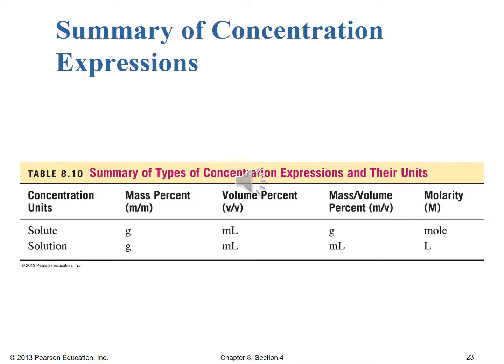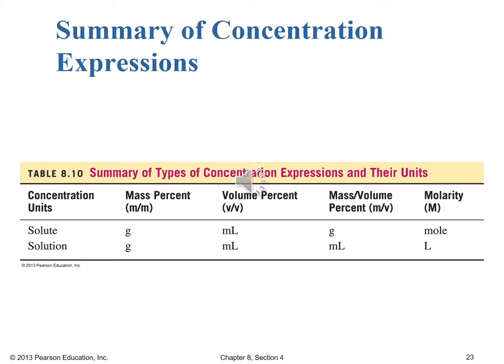All right, so table 8.10 summarizes these concentration expressions. In terms of concentration units, a mass percent would be mass per mass, with the solute in grams and the solution in grams. For a volume per volume percent, milliliters would be the most typical, but any volume unit that's the same for the solute and the solution would cancel. Finally, for a mass per volume percent, typically it's grams for the mass of the solute and milliliters for the volume of the solution.